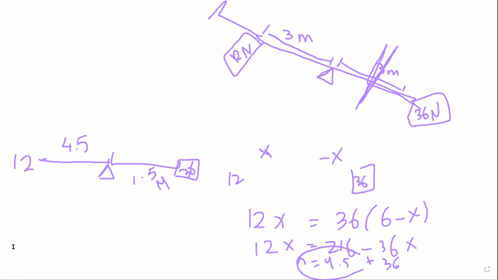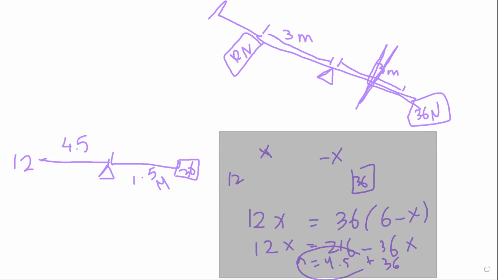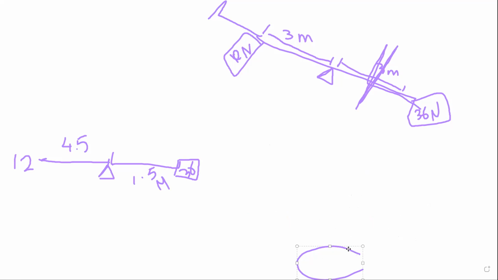That means I can make them have the same torque by changing the distance from the pivot point. The first one, as I told you, is sitting 3 meters from the pivot, and the second one is also 3 meters from the pivot point.